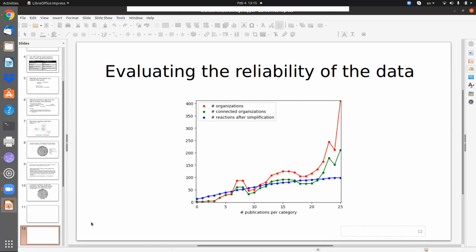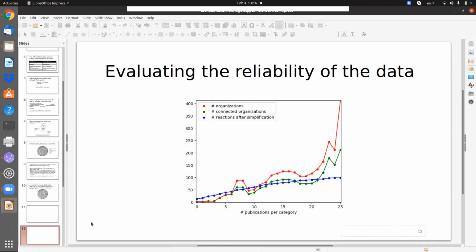And what we should observe at the end is that if we add more data, the data is enough to represent it, the organizational structure should not change anymore. But in this case, unfortunately, it still changes. I think we are close to a point where it might not change anymore, but at this point, I cannot say for sure that I have enough publications per category.